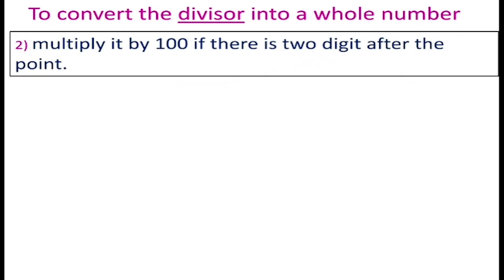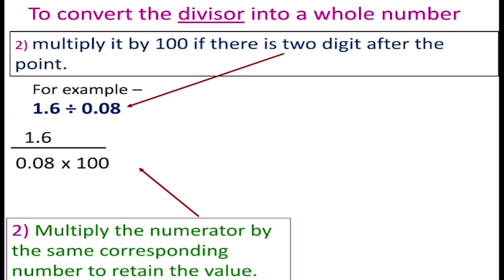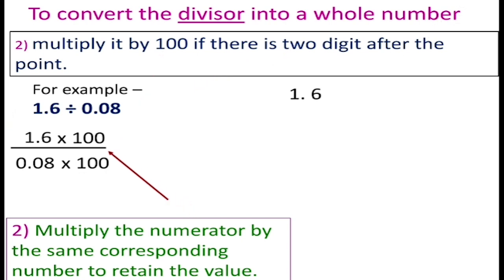Now to convert the divisor into a whole number, if there are 2 digits after the decimal point, you have to multiply the numerator and denominator both by 100. So here I have taken one example where 1.6 is divided by 0.08. There are 2 digits after the decimal point in the divisor. So you have to multiply it by 100, the numerator and denominator both. So multiply 0.08 by 100 and 1.6 also by 100. So when 1.6 is multiplied by 100, see the multiplication, children.